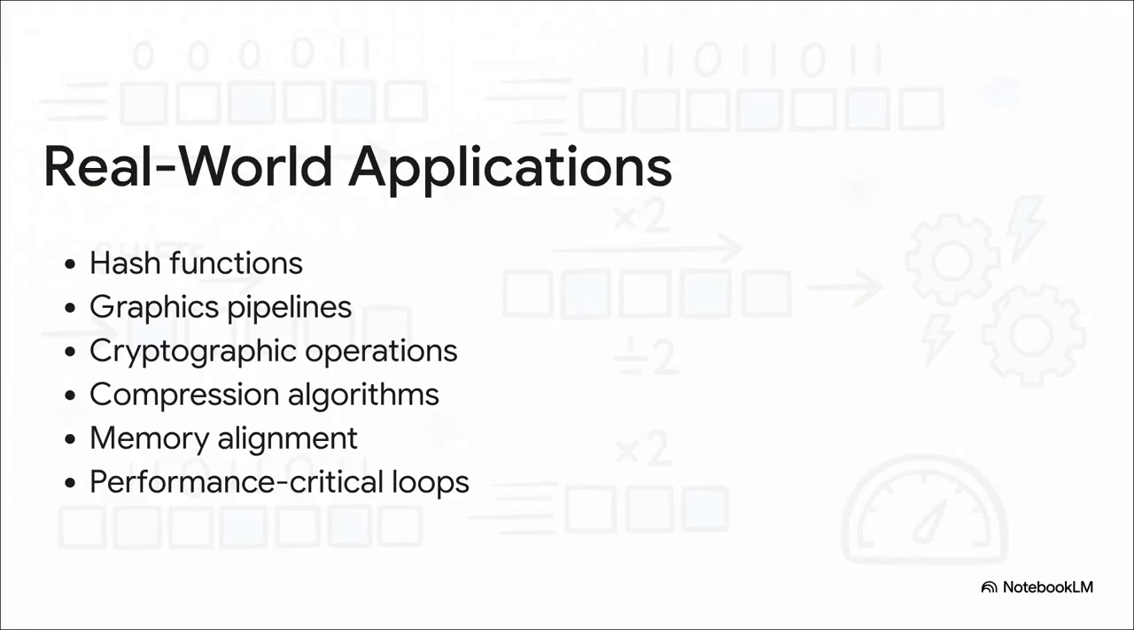They are at the very heart of algorithms for hashing data and compressing files. They're used constantly in graphics programming for super fast color and position calculations. Cryptography relies on them to scramble data efficiently, and really, any time you're in a tight loop in a program that has to run millions of times a second, you can bet that a smart compiler or a clever programmer is using bit shifts to squeeze out every last drop of speed.